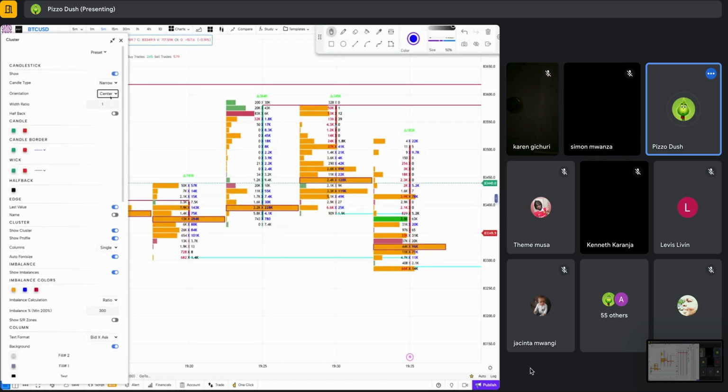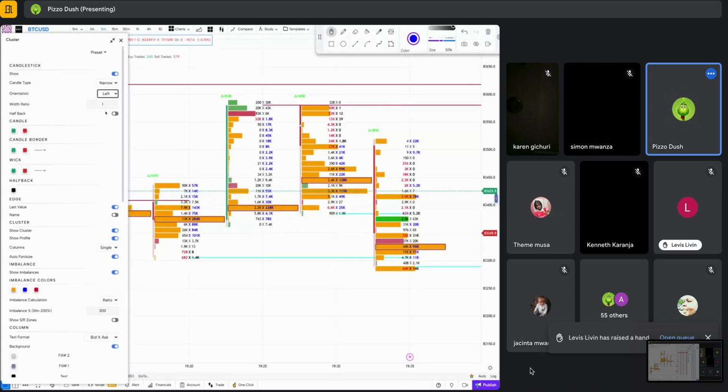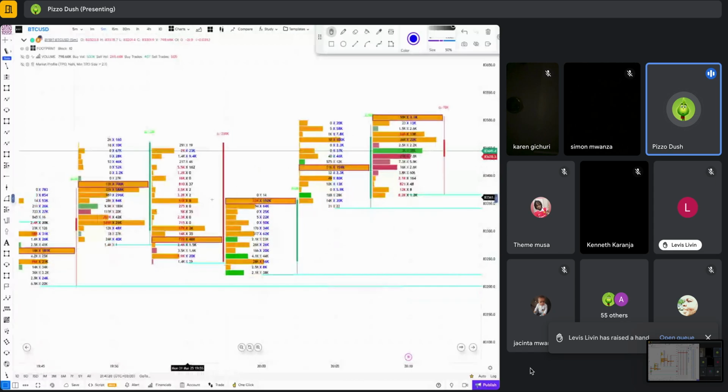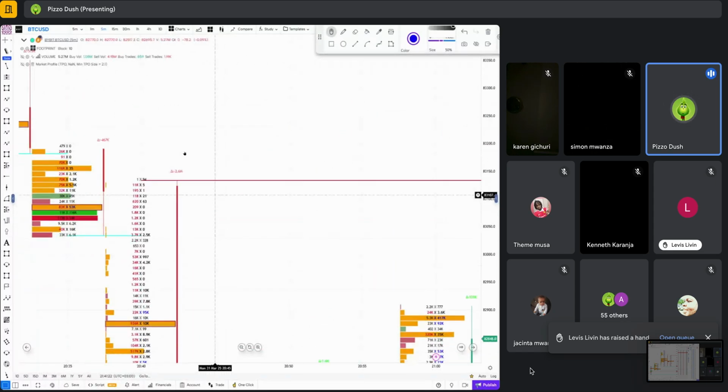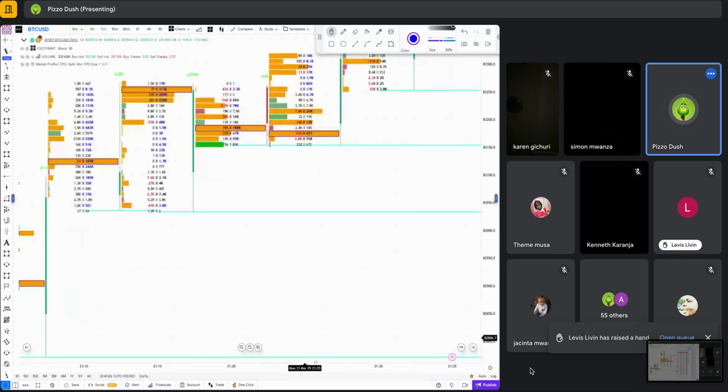Unaweza weka center, but acha tuweke left. Left ama acha tutumie right. So make sure your orientation is right. Usiweke left. Make sure it's on right like that. You can see each and every footprint data zake ziko side ya right. Usiweke ziko side ya left. Make sure ziko side ya right.